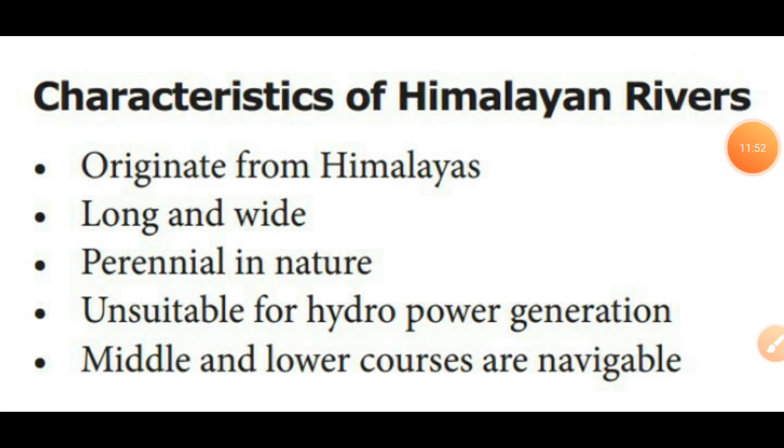The next important question is, they may ask the difference between the Himalayan rivers and the Peninsular rivers. The characteristics of Himalayan rivers: they originate from the Himalayas, they are long and wide, and they are perennial in nature. Perennial means continuously flowing throughout the year. They are also unsuitable for hydropower generation. Middle and lower courses are navigable.